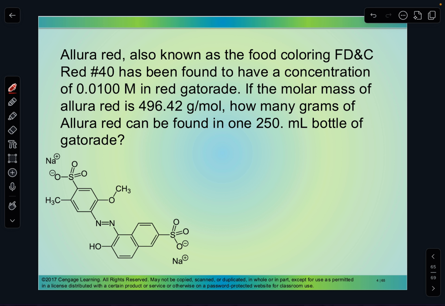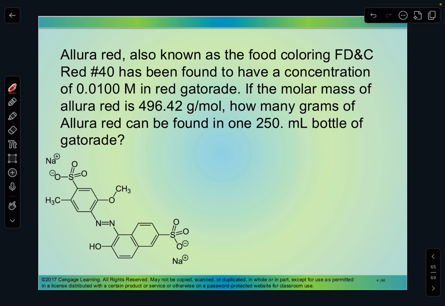Okay, and so this is another one. I'll give you a second to give it a shot. Actually, I would rather that you just do this one. I'm not going to go through it, I'm going to speed past it, but this is a good practice for you. Allura Red, the red dye in Gatorade, has been found to have a concentration of 0.01 molar in red Gatorade. If the molar mass of Allura Red is 496.42, how many grams of Allura Red?